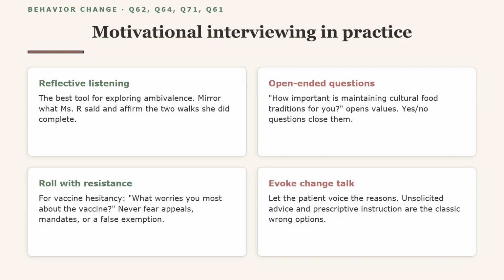So let the patients voice their reasons, and avoid unsolicited advice. Prescription instructions are not something that is related to motivational interviewing. So when you're taking a test, it's important that you read all of the answers completely. I can't tell you how many tests I got wrong because I missed the word except, I missed the word always, because I thought I knew the answer right away after reading only half of the question.